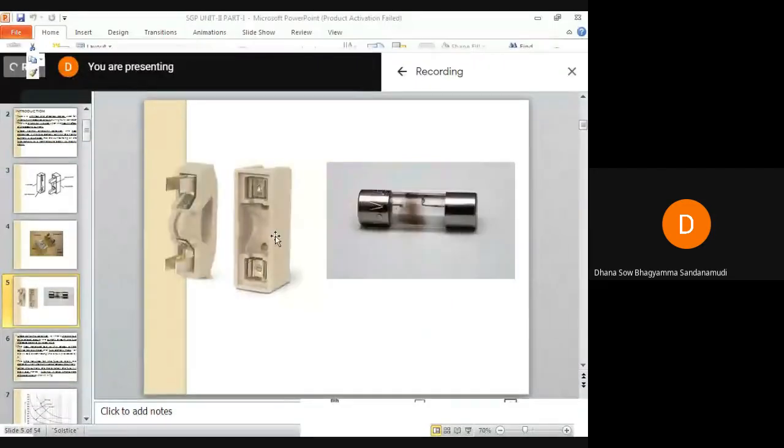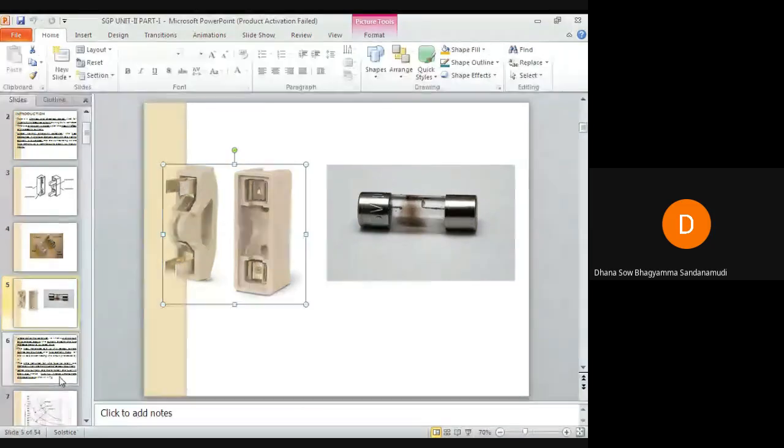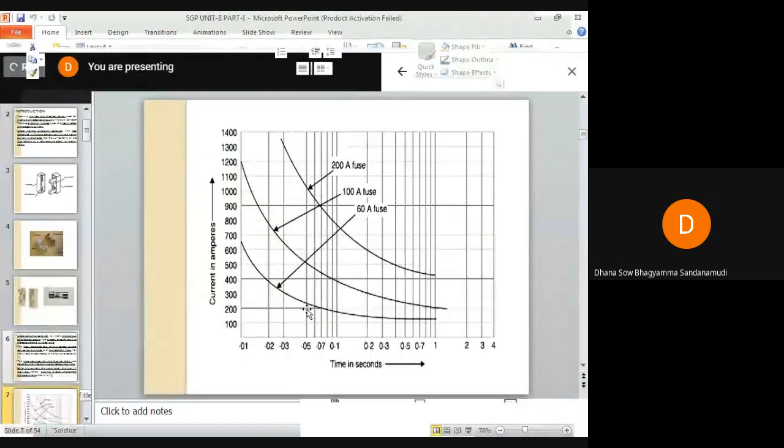So you can see here, this is also one type of fuse. Usually you might have seen it in the RPS in our circuits laboratory. This type of fuse you might have seen in our machines laboratory. So the fuse has inverse current characteristics. So as the current increases, the time taken for the fuse to blow out will be reduced.